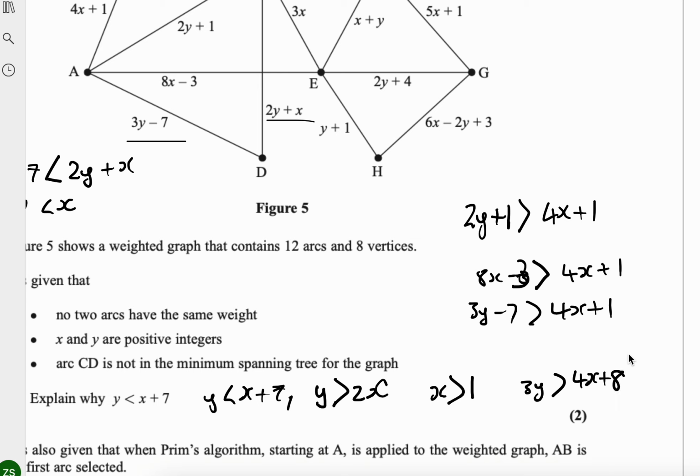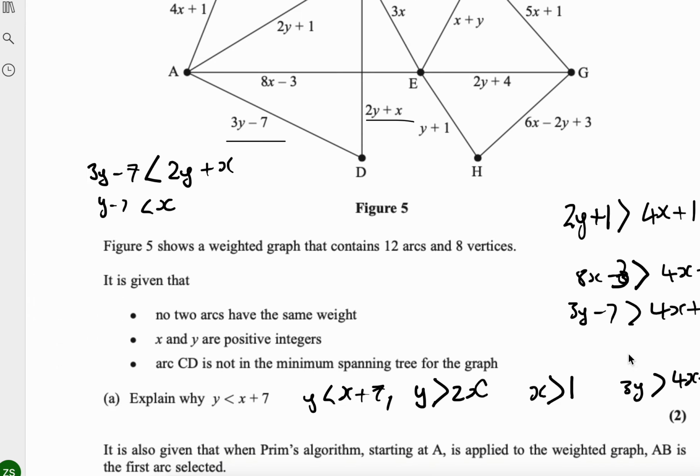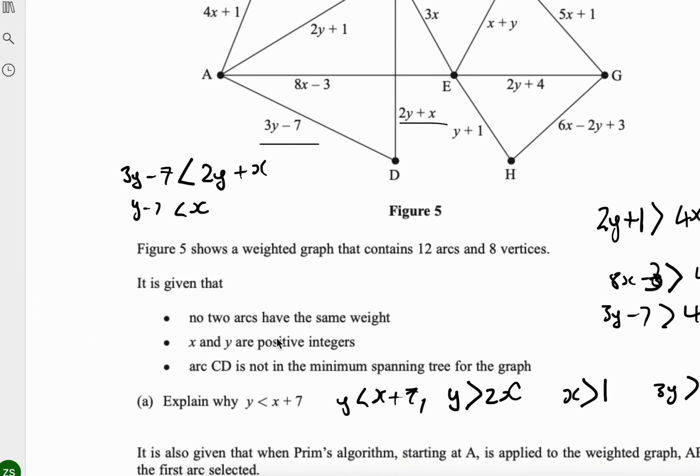We started doing one kind of question, but which kind of question does it look like it's heading into? What do we have here? Inequalities. And therefore, what do you think we're going to be doing? Chapter 7, linear programming. Once we're going to draw those graphs, what's the first thing we forgot? No two have the same weight, and X and Y are positive integers.